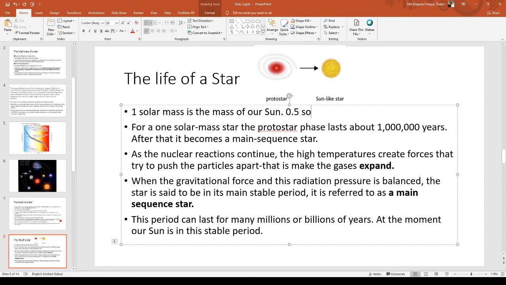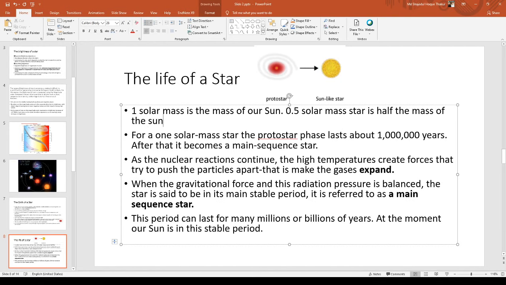So a 0.5 solar mass star is like half the mass of the sun. A two solar mass star is twice the mass of the sun. Get it? So that's how it works. So solar mass is a large unit of mass. Just like light year is for distance, similarly solar mass is for mass measurement in the large scale of astrophysics.